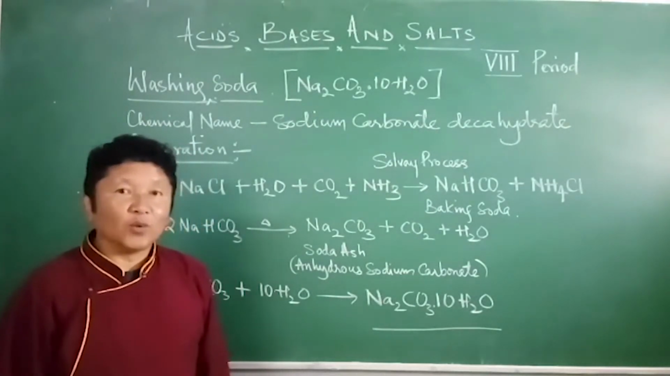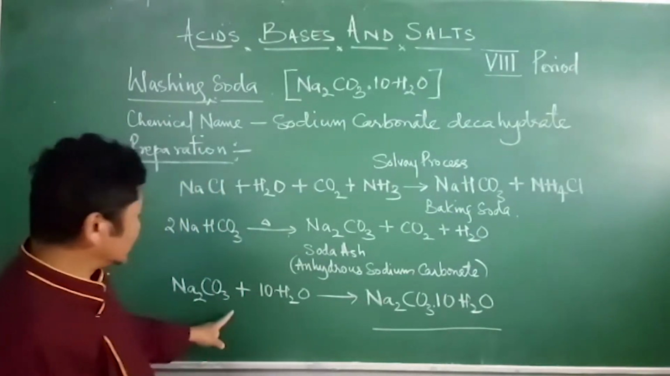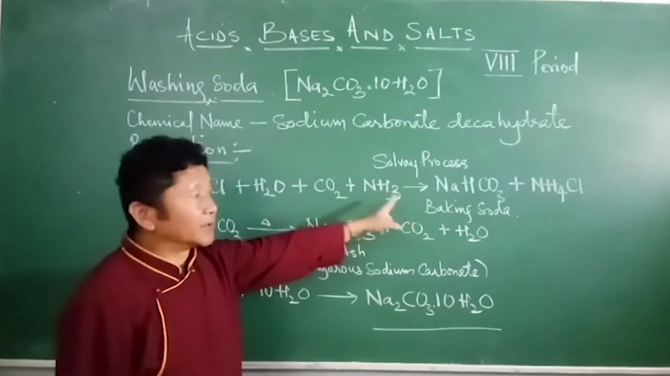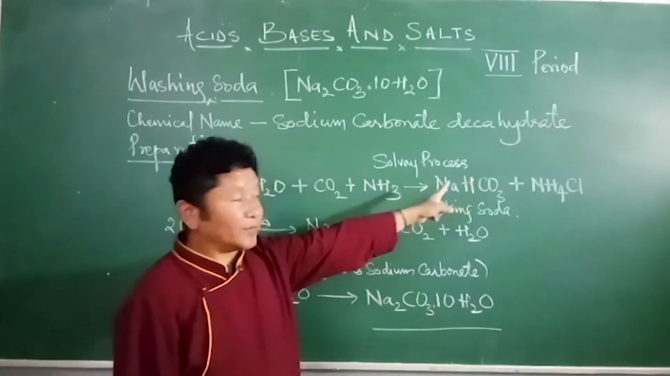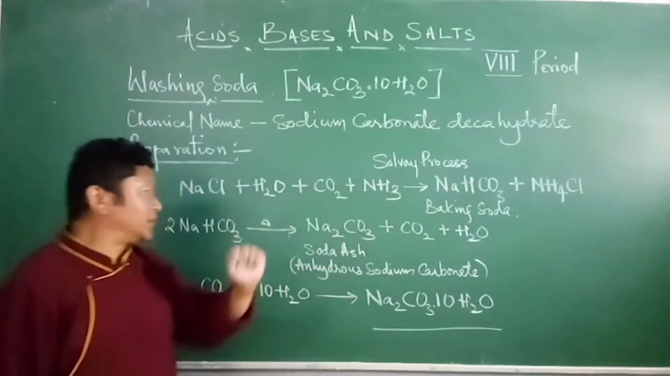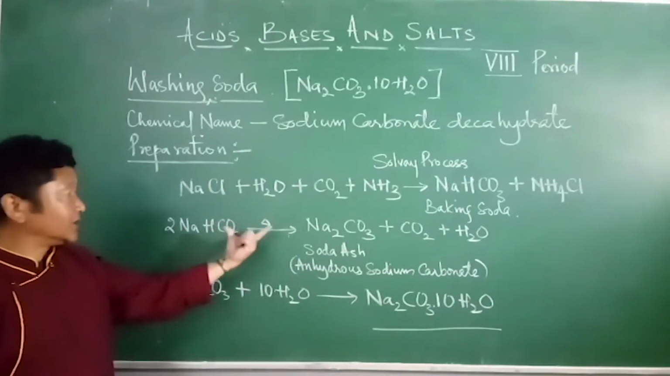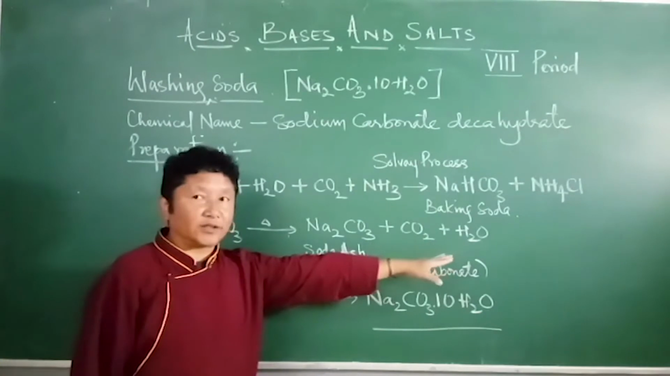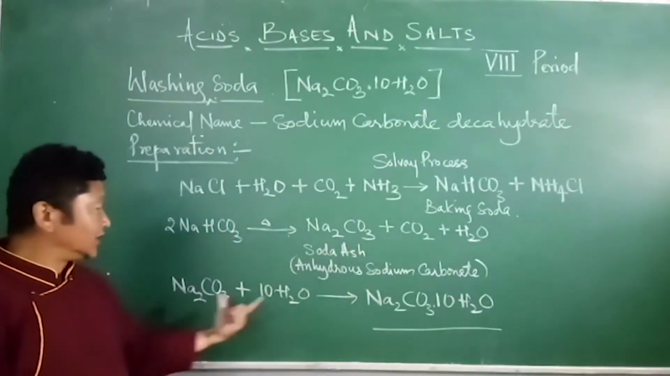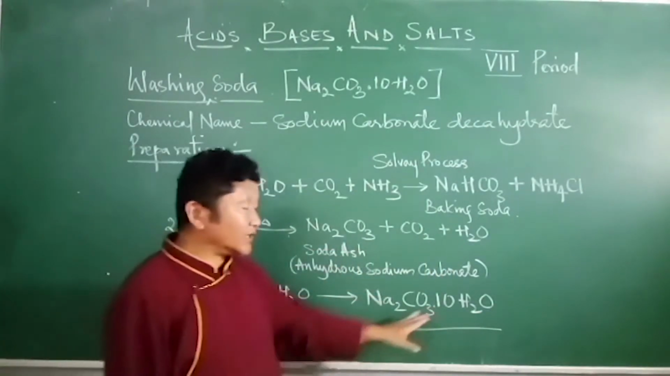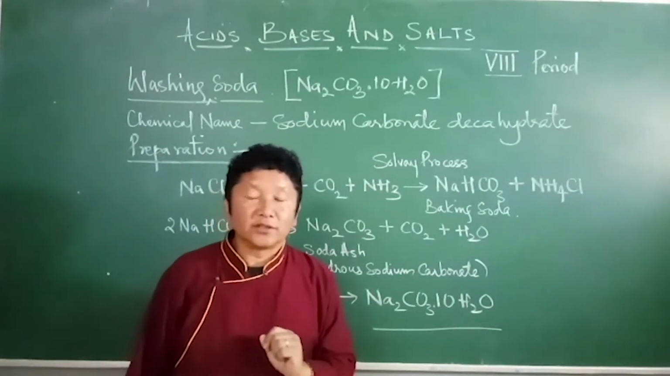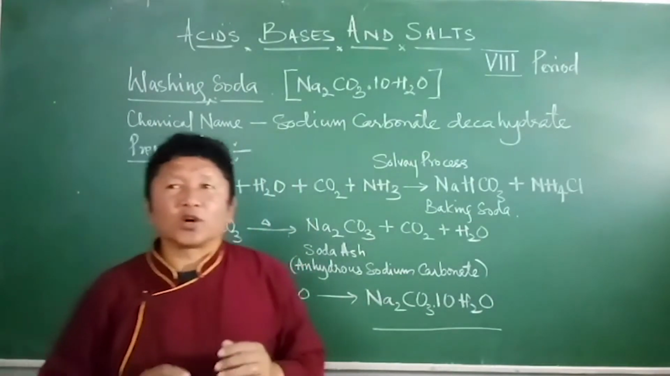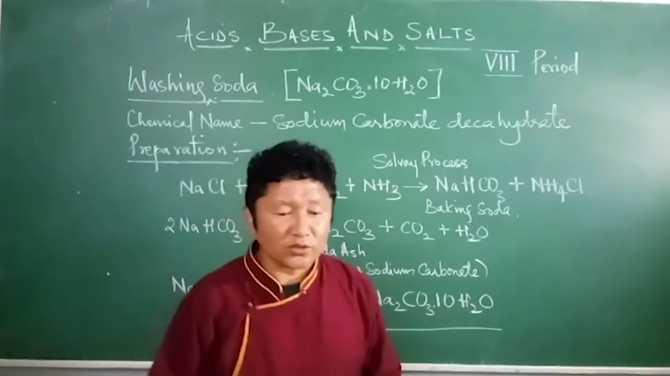So in this manner, washing soda is prepared. Washing soda is prepared from baking soda, and baking soda is prepared by the Solvay process. The thermal decomposition of baking soda produces soda ash, carbon dioxide and water. This soda ash on rehydration gives sodium carbonate decahydrate. So this is the preparation of washing soda. Now let's talk about the uses of washing soda.